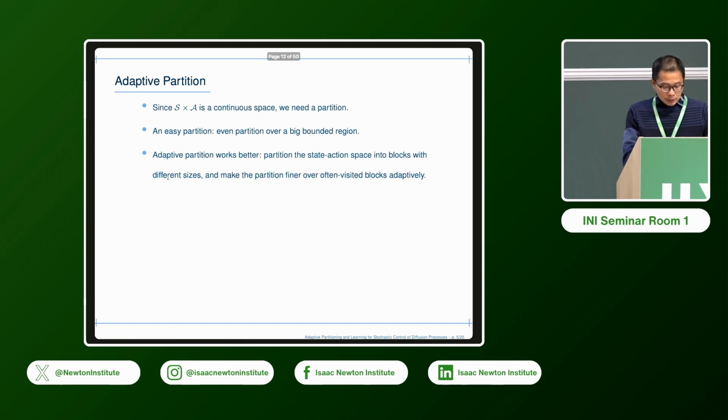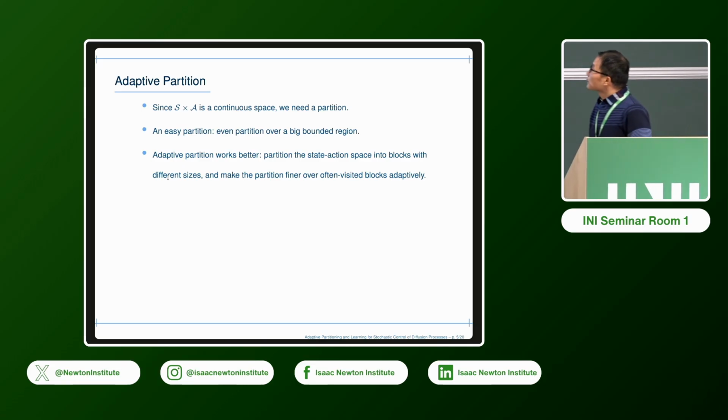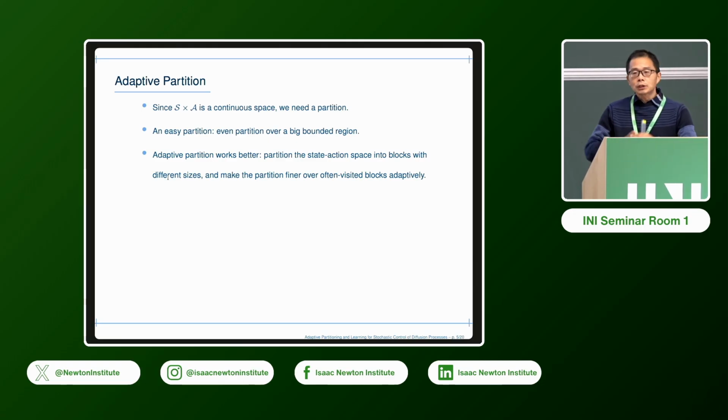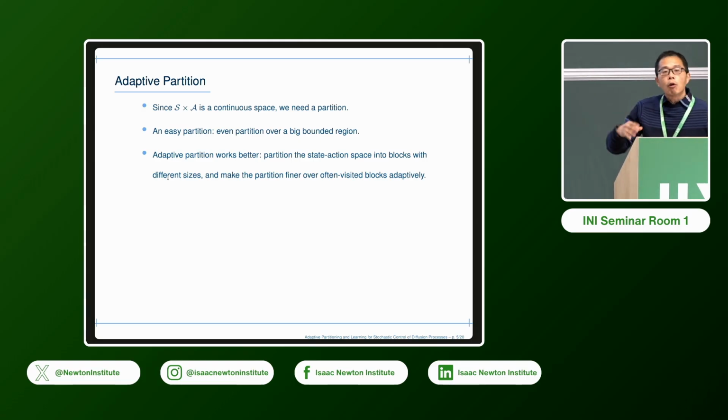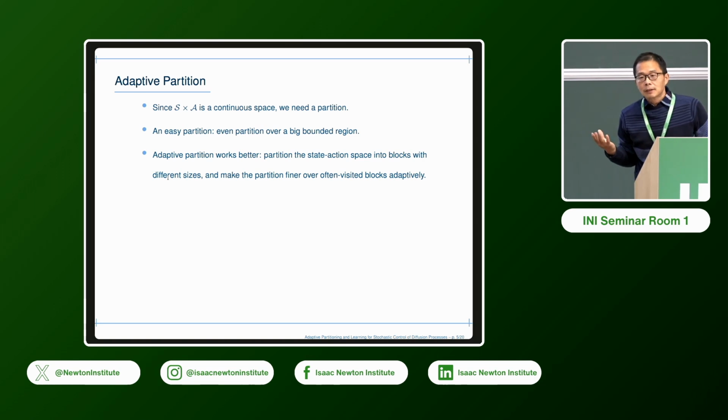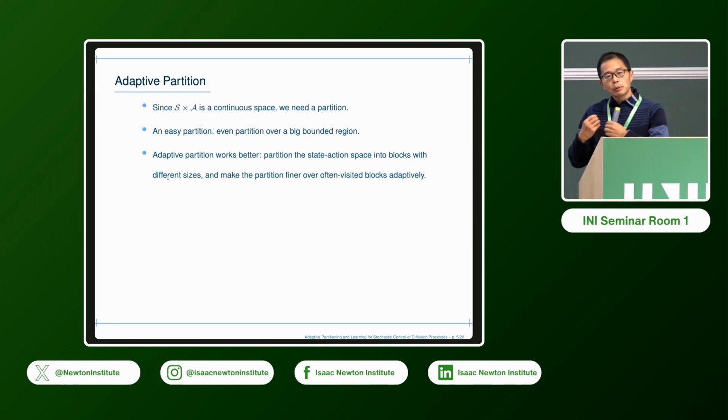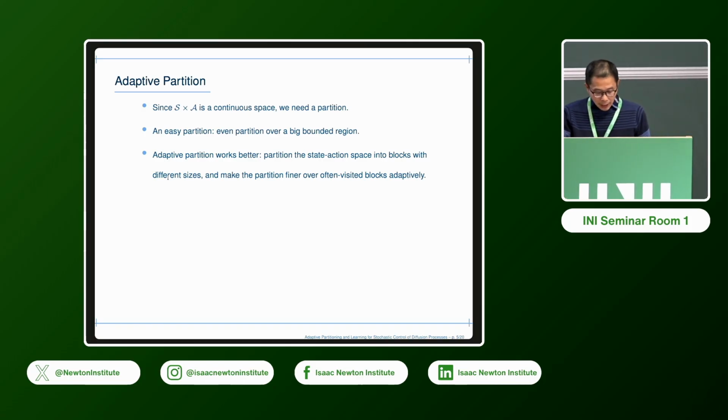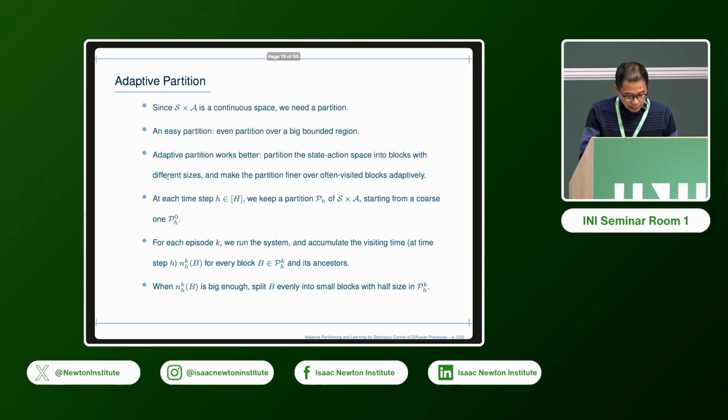So here we try to use smarter partitions called adaptive partition. The idea is that we don't partition the whole space, but only partition those regions that we visit often; the more often a region is visited, the finer we make its partition. As time goes on, we collect information on how often a region is visited. This is the main idea of the adaptive partition.